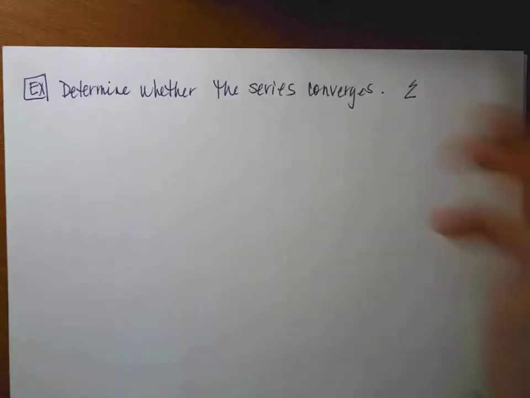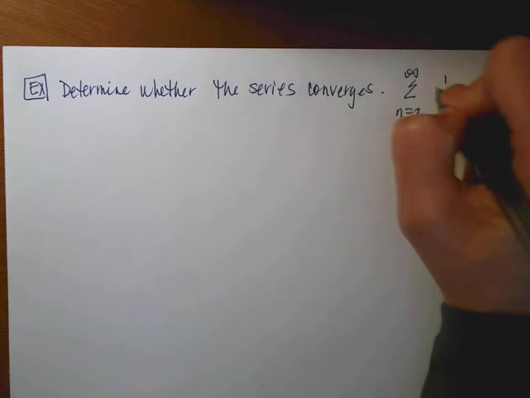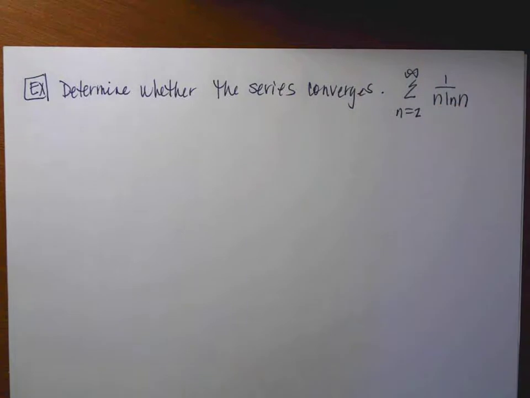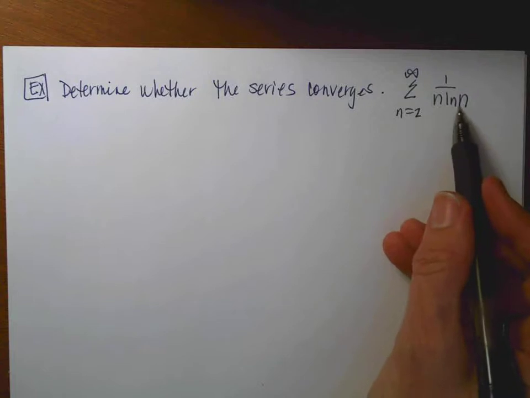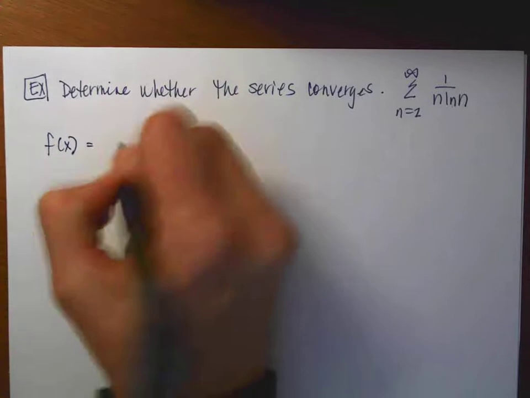All right, and we're going to be given the sum, let me scoot my paper over so I'm not quite in the dark, as n is equal to 2 to infinity of 1 over n natural log n. That looks really horrible, but we'll manage, I think. So this says n natural log n. That's a lot of n's.